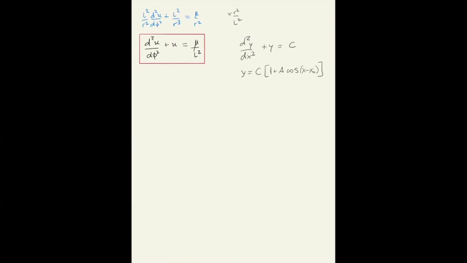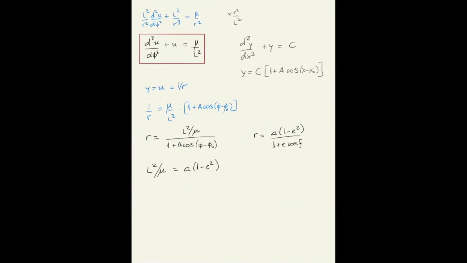Now, if we invert the solution from y equal to u to y equal to 1 over r, now we invert this, you find r. Now compare this with the Kepler solution. You immediately identify L squared over mu as a times 1 minus e squared, A as the eccentricity, and phi minus phi naught as the true anomaly.